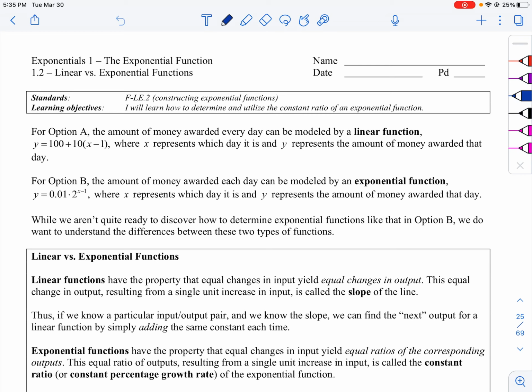Today's lesson is linear versus exponential functions, but we are really going to concentrate on what exponential functions look like. Our learning objective: we will learn how to determine and utilize the constant ratio of an exponential function. Now I'm going to highlight the word constant ratio.